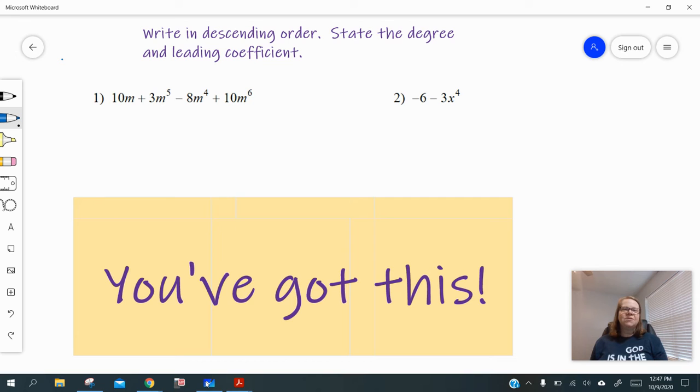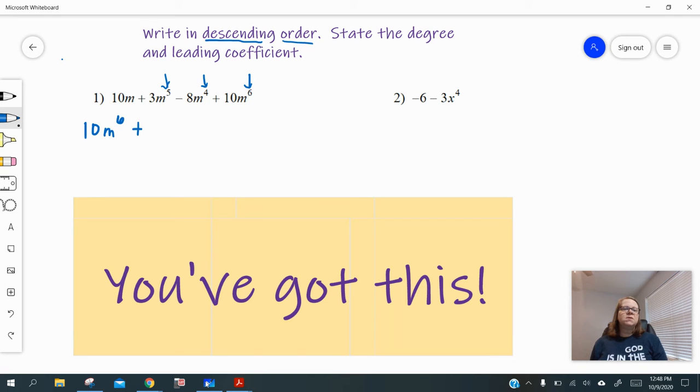So first things first is descending order. Descending, like you're going down a flight of stairs or an airplane that's descending. You're looking at the little exponents and putting them in order so that they descend. That means you have to start with the biggest one. So 10m to the 6th is the first one, and it is positive, so you don't write a negative in front of it. That makes sense, right?